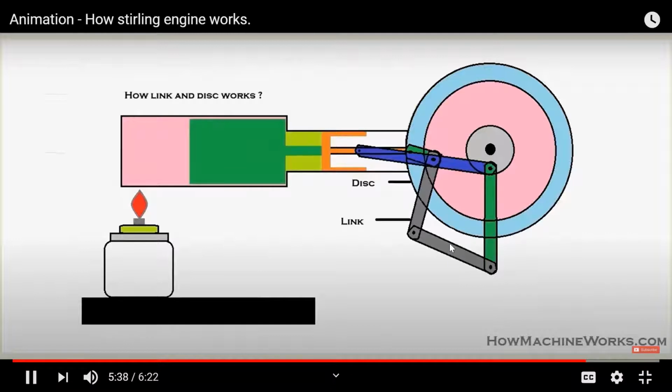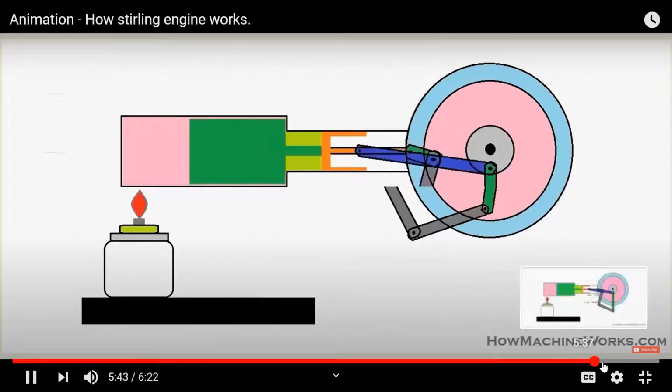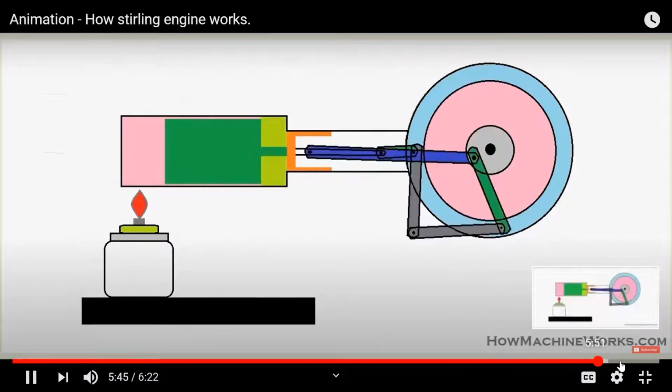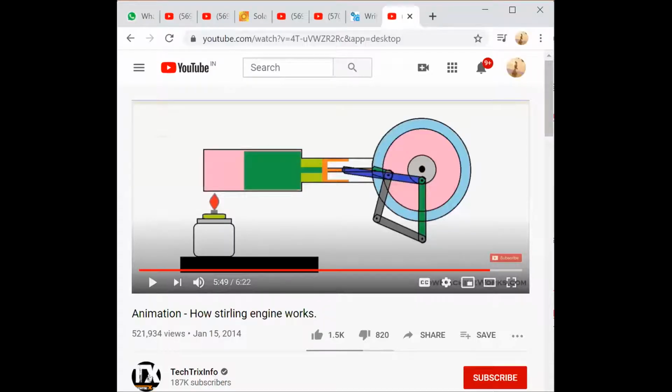So here this is the basic principle of the Stirling engine, and this video is shared with you all. And in the next thing we can check out what is the solar cell and how the solar cell is going to work. So while playing that video, you will understand how the solar cell is going to work.